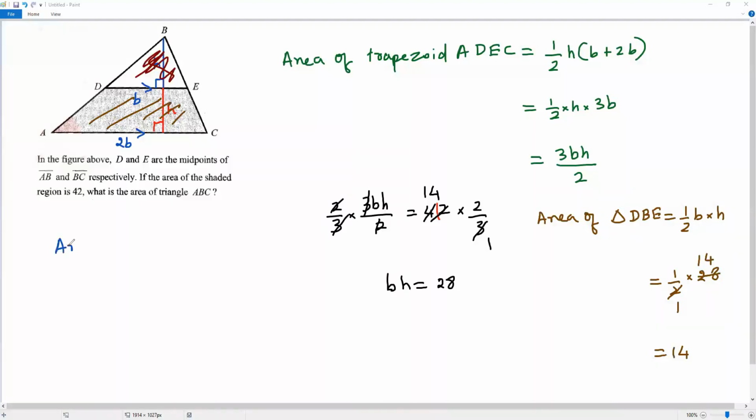So area of triangle ABC equals the area of the trapezoid, which is 42, plus the area of this smaller triangle DBE, which is 14. So when I add 42 and 14, it will be 56 square units. So now I got the area of the triangle ABC. That's the target of the question. The area of the triangle ABC is 56 square units.